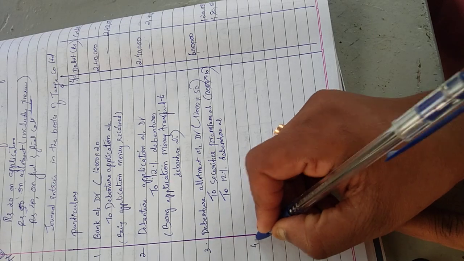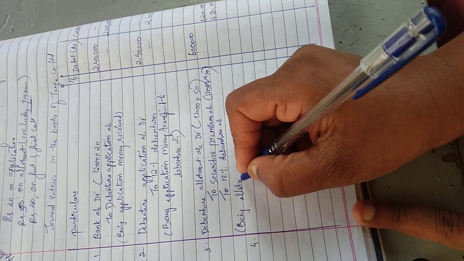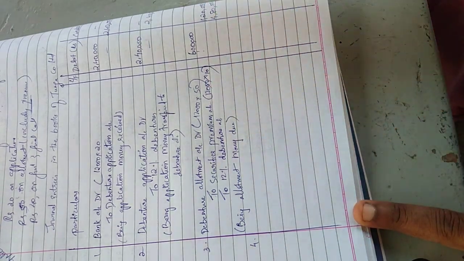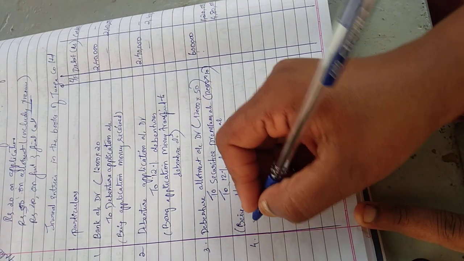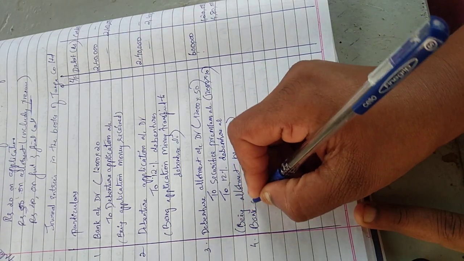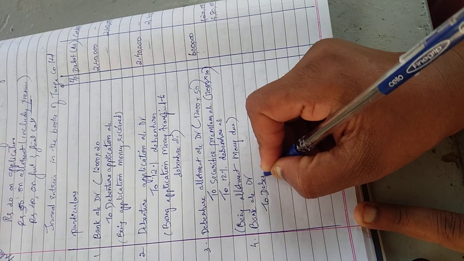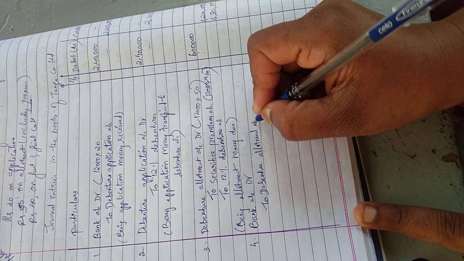Yeah, the fourth one, after the narration, is "being allotment money due". This is what I'm asking them to pay. Now after I ask them to pay, they will pay me. So what comes to me again? Cash comes in. So it is bank account debit to debenture allotment account.